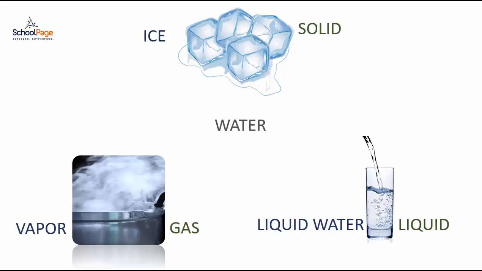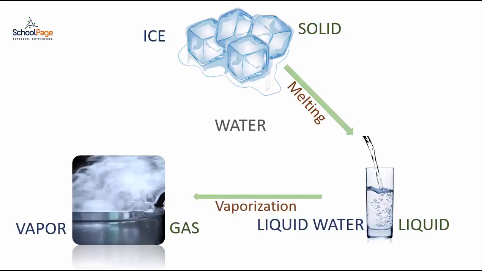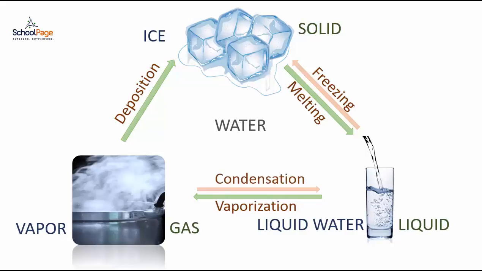Solid ice changes to liquid state and the process is called melting. Liquid water changes to gas through vaporization and vapor becomes ice by deposition. Conversion of liquid water to solid ice is called freezing. When water changes its state from vapor to liquid, it's called condensation. It is what happens when it rains.